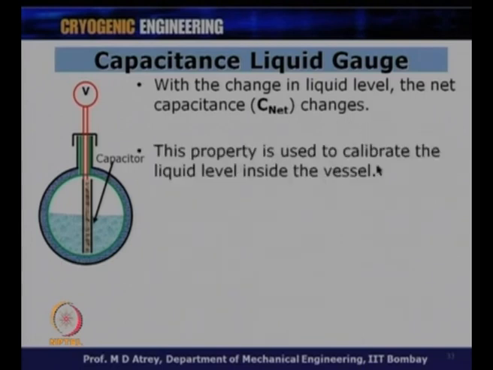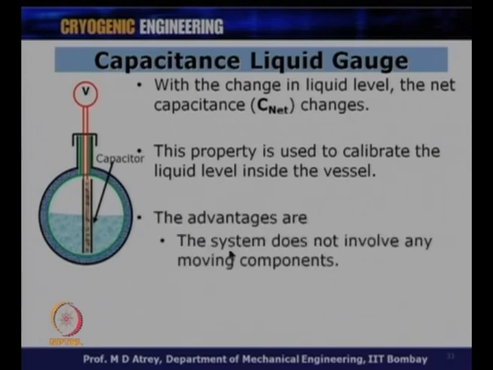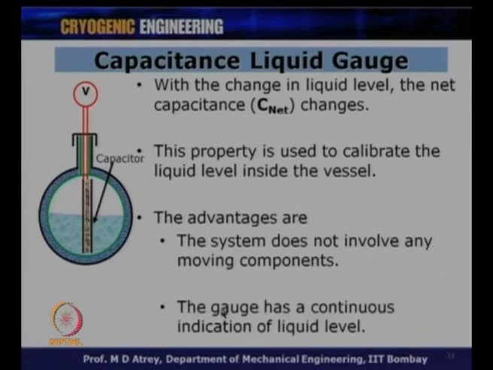This property is used to calibrate the liquid level inside the vessel. Capacitance liquid level gauge is also going to be dipped all the time, so it is also going to bring some dissipative energy over here, but this is the principle of the capacitance liquid gauge. The advantages are that the system does not involve a moving component, and the gauge has a continuous indication of liquid level.